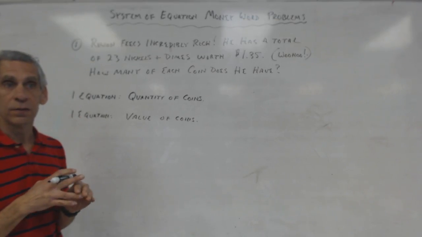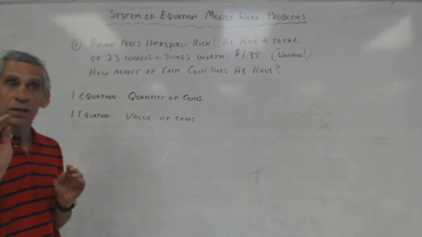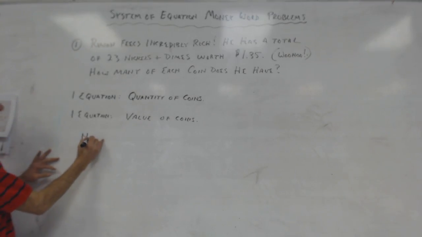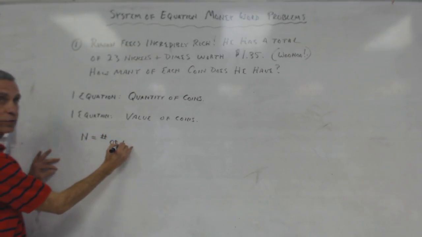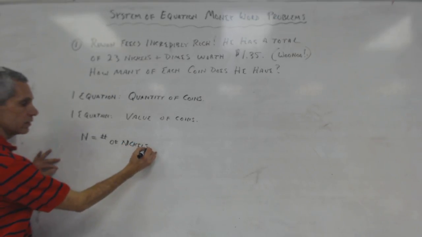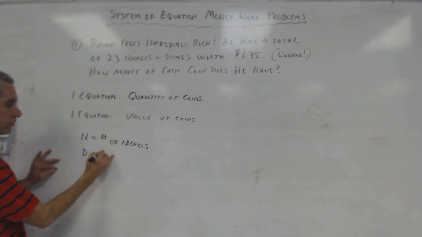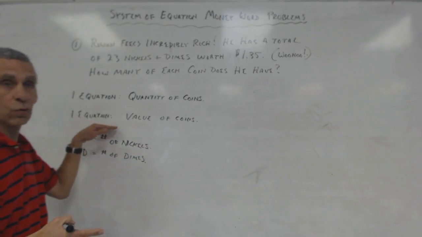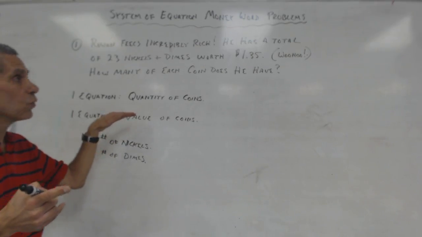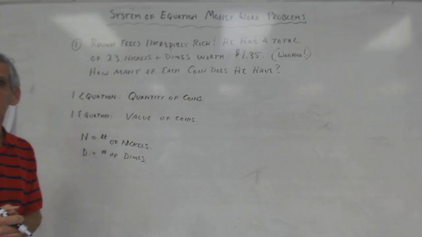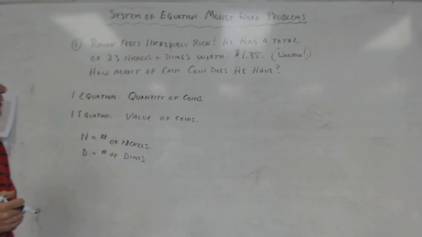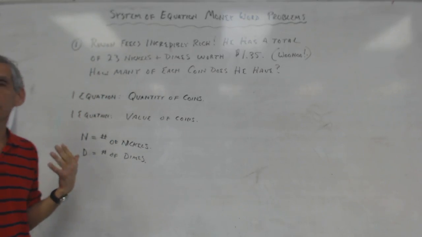of coins? Yes, Gavin. No, just the quantity of coins. Now think about it. N stands for the number of nickels. D stands for the number of dimes. I think you were going to the value. I want you to just focus on the quantity. How many coins are there? 23. So what's my equation? There's 23 what?